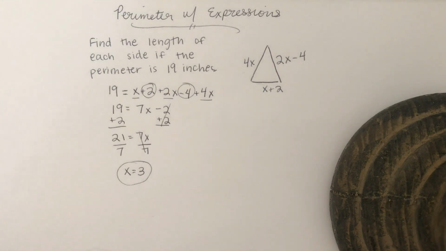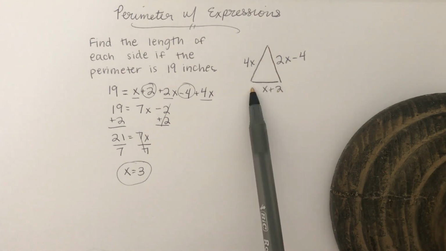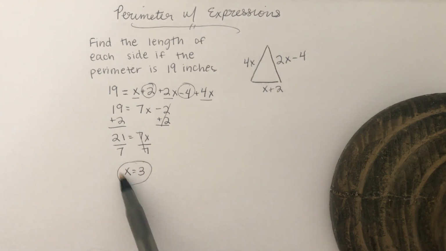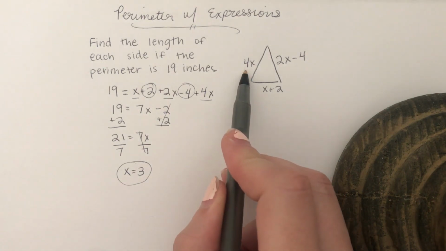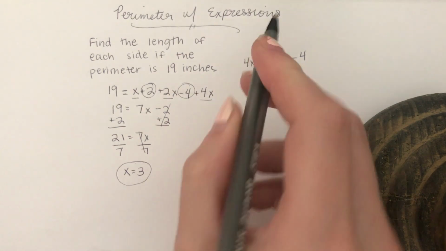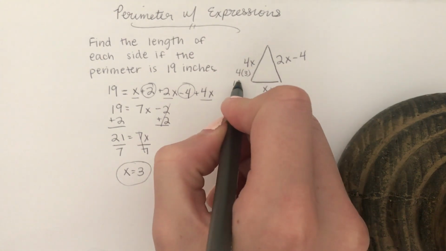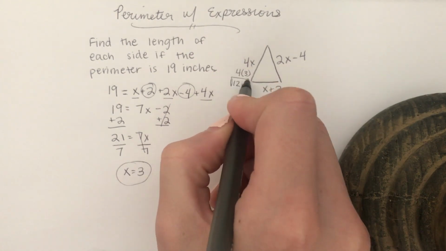Again, the question did not ask me what x is, so this is not my final answer. The question asked me what is the length of each of the sides of the triangle, but now that I know what x is, I can go back and plug it in. So for example, if we take a look at this left side over here, originally the side is expressed as 4 times x. So now that we know that x is 3, we can do 4 times 3 to get that this side is 12 inches long.